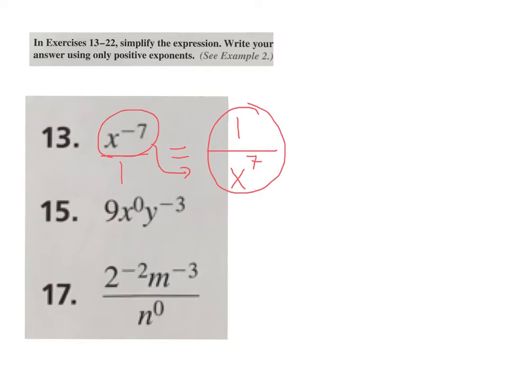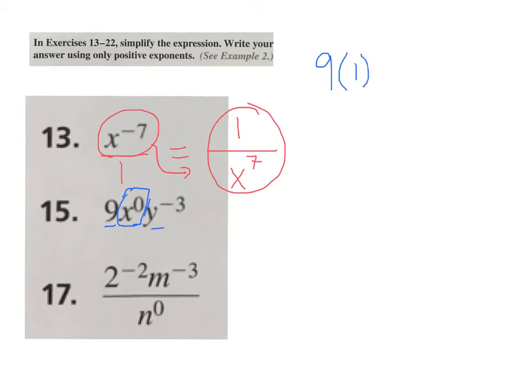Let's look at number 19. On 19, I'm not going to mess with the 9, but this x right here is raised to the 0 power. Now what did we talk about? Anything but 0 raised to the 0 power is 1. And so I'm not going to change the 9, and so I've got 9. X to the 0 power right here is what? It's 1. And so I've got 1.